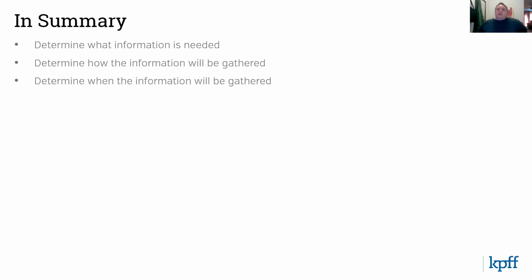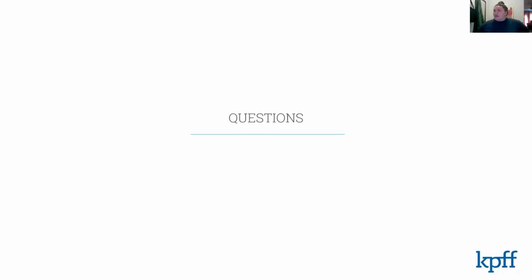And then determining when the information will be gathered. So when in the project cycle are you reaching out to the project team? Once again, I would suggest the least amount of touch points as possible, so you're not constantly bugging them and asking them for information, but you're still getting all the information that you need. That's what I have.